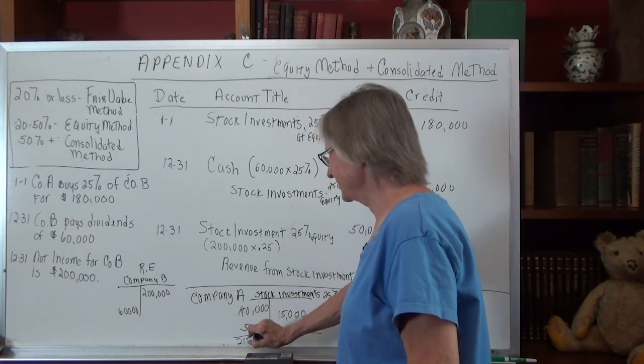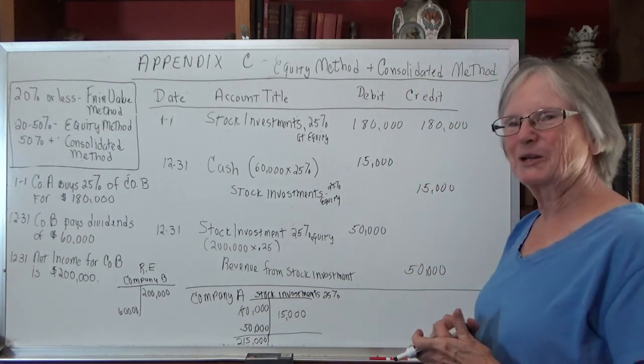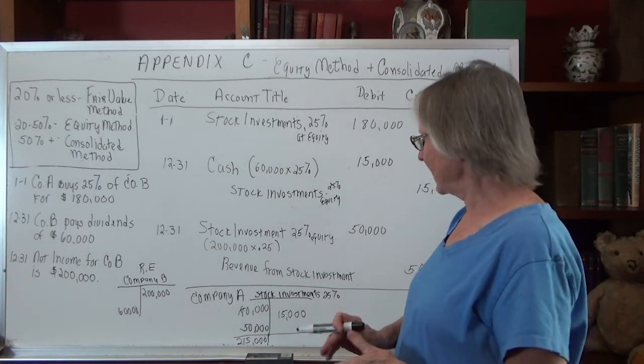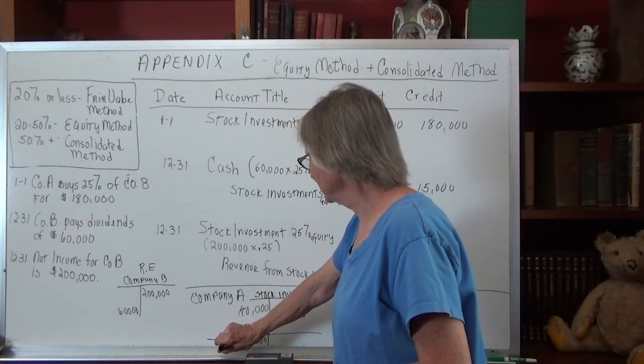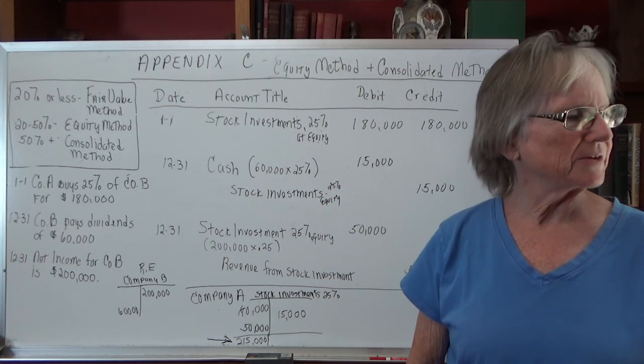So the 215,000 here at the very bottom, that would be what would be on our balance sheet if we had stock investments, 25% at equity. That's the number right there. Okay, so that is our equity method.